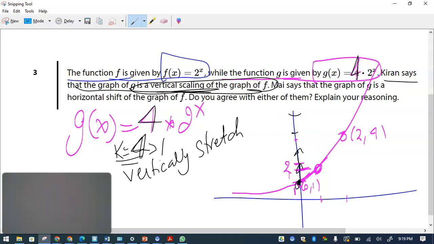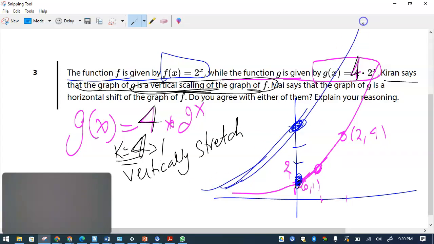So every point, let's say if this is 1 and this is 2, 3, 4, this point will move here. So the graph stretch goes something like this. So that's all.